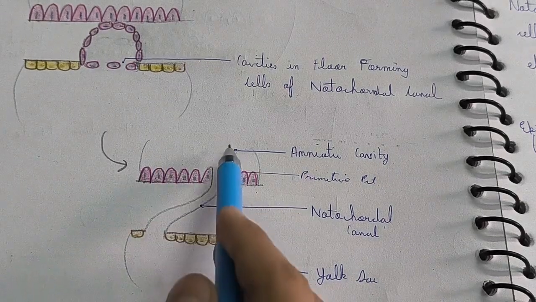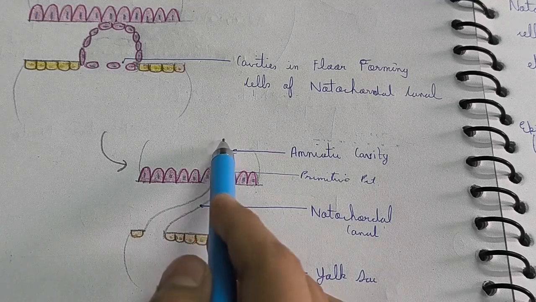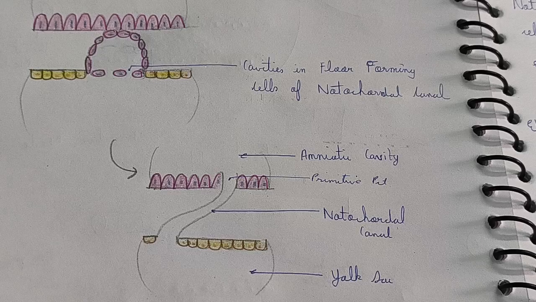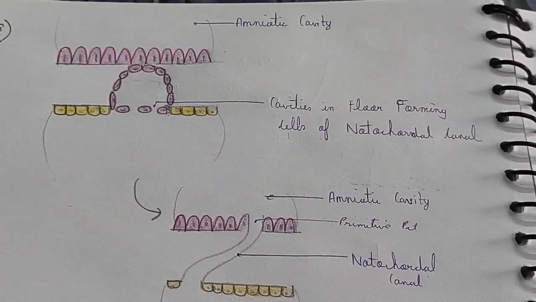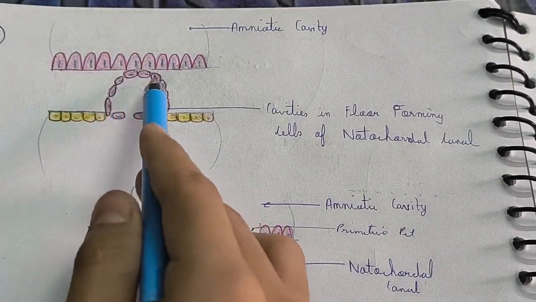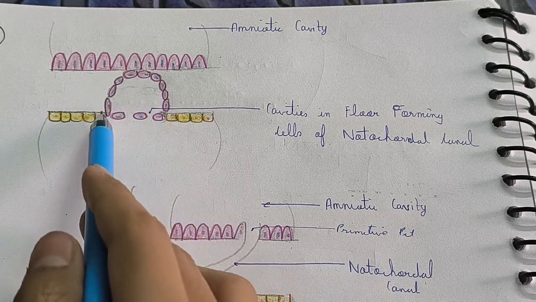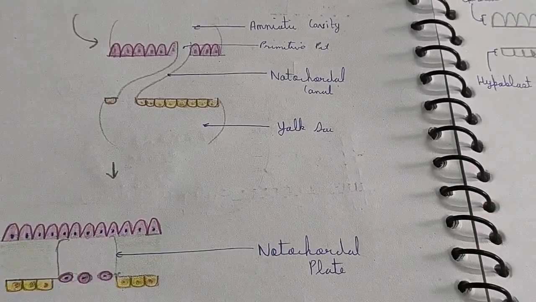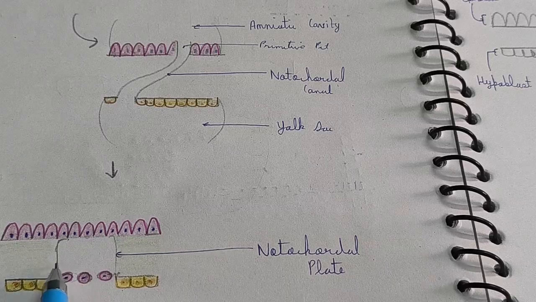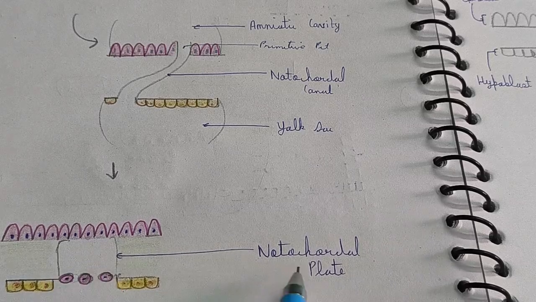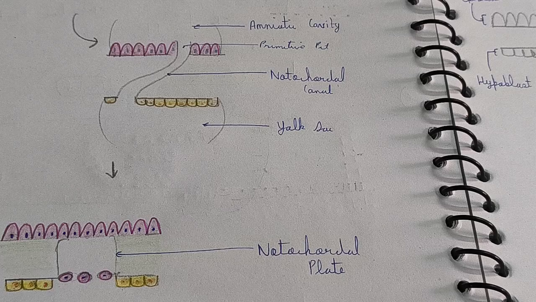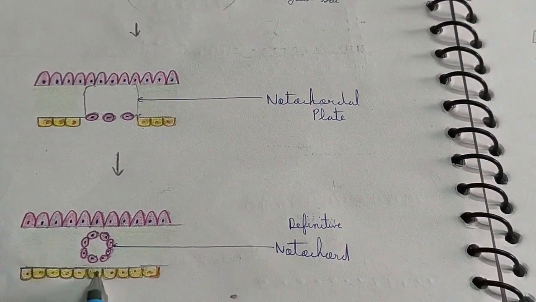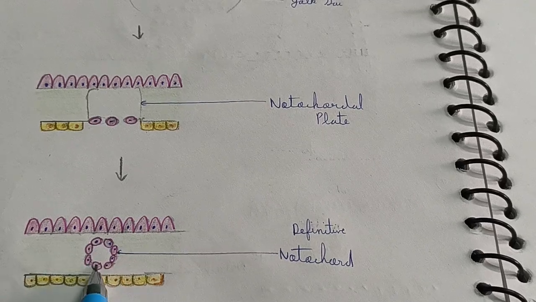Due to this, nutrition can be transferred from the amniotic cavity into the yolk sac also. Now initially all the cells of the notochordal canal are curved in shape, but now these notochordal canal cells have been converted to flattened cells. As a result the notochordal plate is formed, but this is reversible. Soon the notochordal canal cells again become curved.